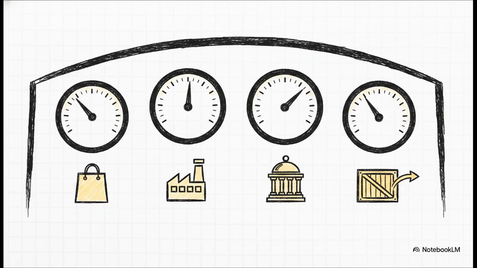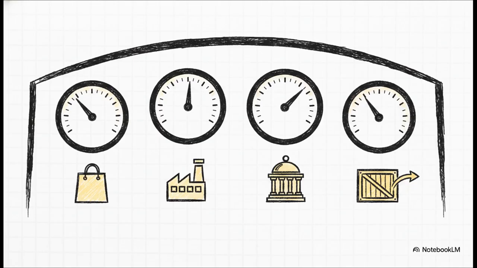Let's break down those dials on our economic dashboard, because each one has a very specific job. C is household consumption. That's all of us spending on services, durable goods, and everyday stuff. I is gross private domestic investment, which is businesses building future capacity through capital goods and inventory.